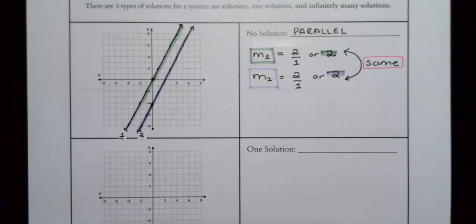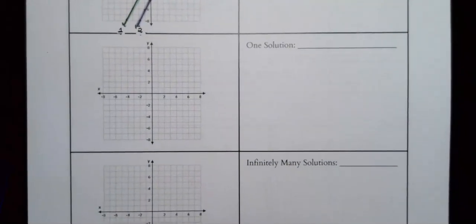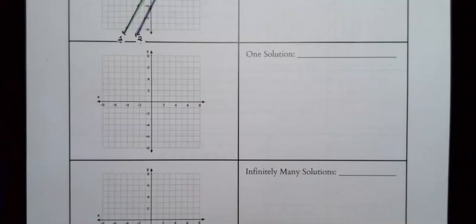All right, so let's go ahead and talk about one solution. When we are dealing with one solution, you are still going to have two lines on the same coordinate plane. But the difference here is that we're going to have two lines that intersect each other. Wherever they intersect, that one point that they have in common is going to be the solution to our system, because that point exists on line 1 and on line 2, and that's what we're trying to determine. So I'm going to write down some equations so we can graph them and see that they are indeed one solution.